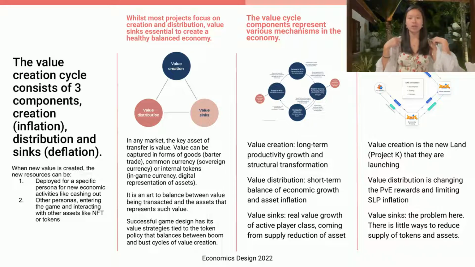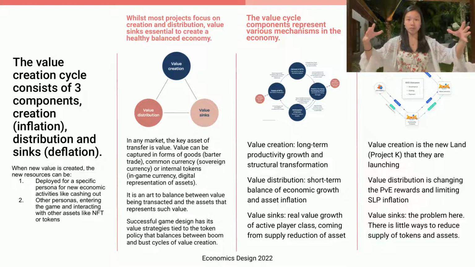Okay, what does that mean? So, three things. Value creation cycle: creation, distribution, sinks. The best analogy is having pizza. Creation is increasing the size of the pizza. Distribution is cutting the pizza into more slices. And sinks is consuming the pizza. So a lot of projects focus very much on the creation and distribution side, increasing the size of the pizza and cutting the slices of pizza.